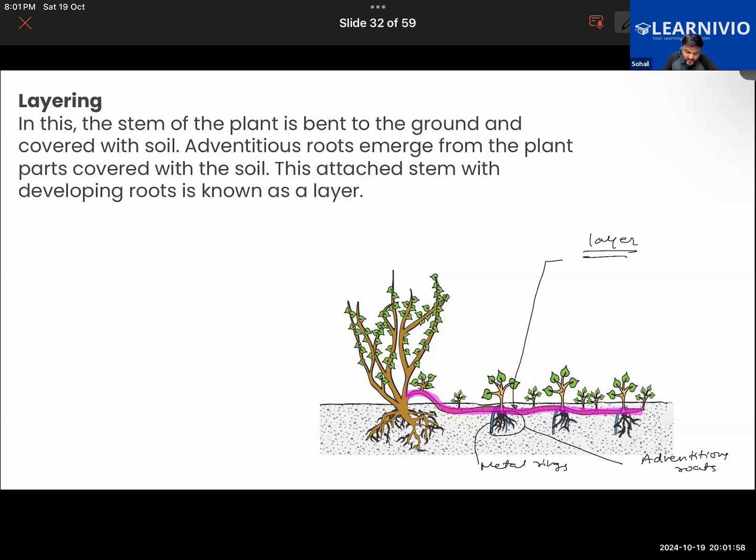Adventitious roots from which a new plant will emerge. So adventitious roots have grown here, plus the shoot system has also grown. The shoot system too has grown from this. So that is the concept of layering. And this attached stem in which the roots are developing, new plants have grown, this whole attached stem is called a layer.